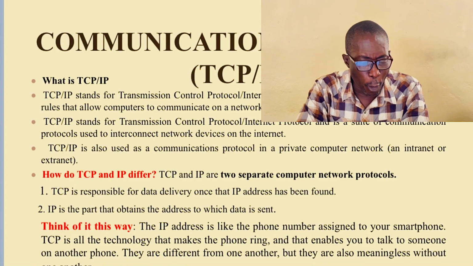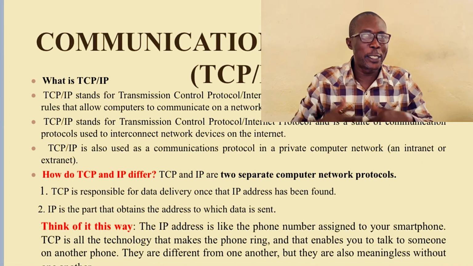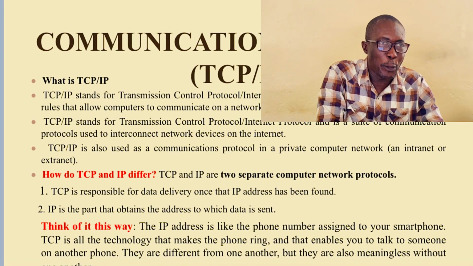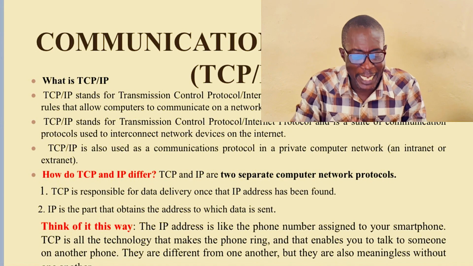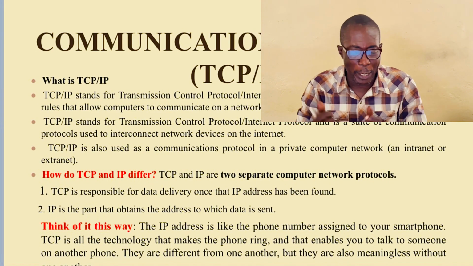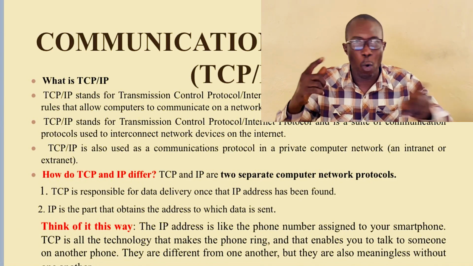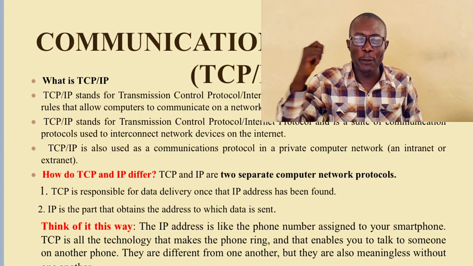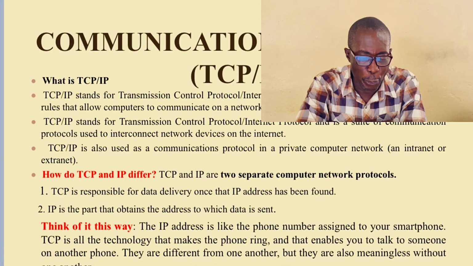Then the TCP is all the technology that makes the phone ring. So you can see how interesting it looks. Before you receive a call, the process that goes on for the phone to ring, for you to pick that call, is the Transmission Control Protocol. And that enables you to talk to someone on another phone. So the TCP is there to make the technology work when there are calls. Before you pick the call, it's done by the TCP. If you're talking to a friend on another phone, it's also controlled by the TCP.